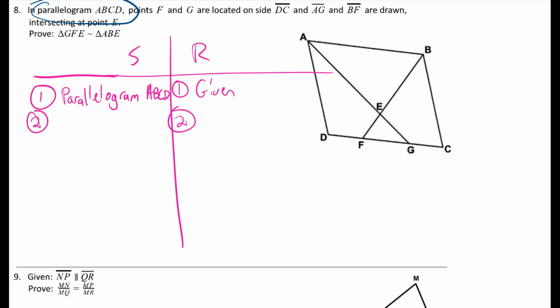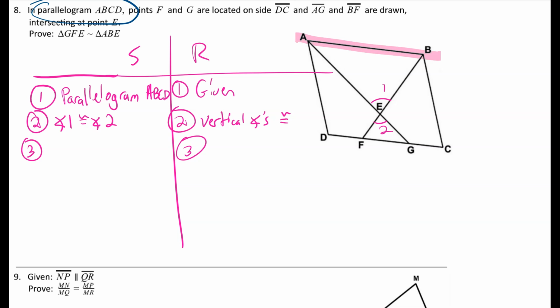One thing I notice is that I have these vertical angles at E, so I could call them angle AEB and angle FEG, but just to be a little bit clearer, I'm going to label them 1 and 2. So my first statement is that angle 1 is congruent to angle 2 because vertical angles are congruent. That's just a definition I could write down. But now I get stuck. I need another pair of angles.